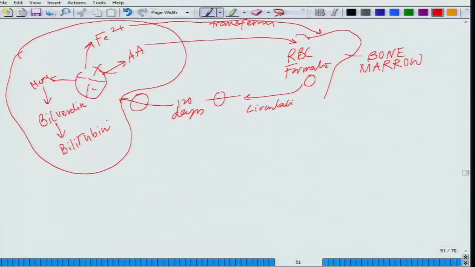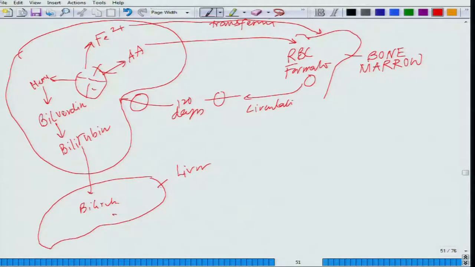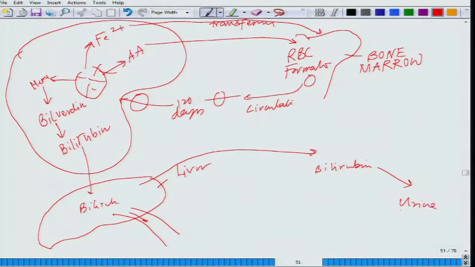And this bilirubin from these macrophages moves to the liver, which we are discussing in the digestive system. In the liver, this bilirubin through the duct of the liver is sent for excretion. So, there are two routes from here. Either this goes to the kidney, where bilirubin is directly put into the urine. That is one route. There is another route. This bilirubin reaches the large intestine.